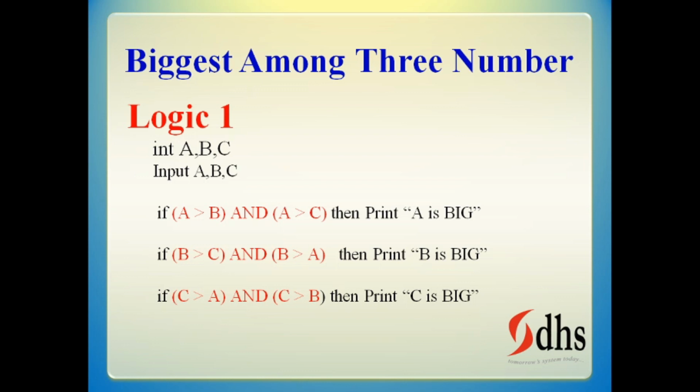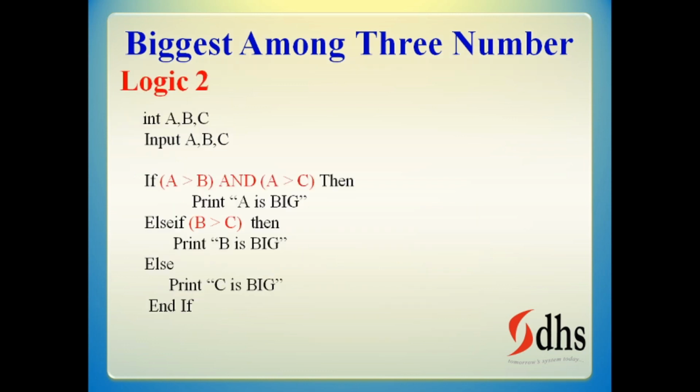What is the other logic available? Maybe you know this thing also. You can see, now I am declaring the same three numbers. I am inputting three numbers here. If A is greater than B and A is greater than C, then we have to print A is big. Else, we already know A is not big.